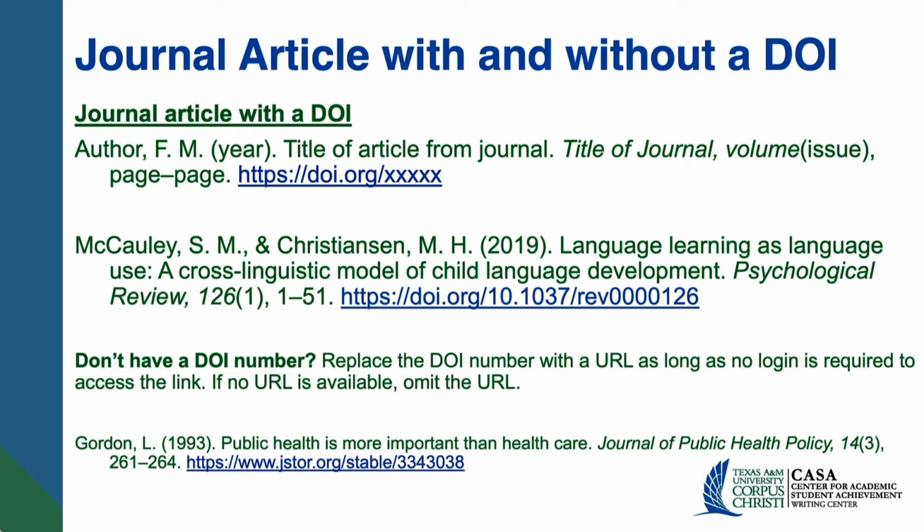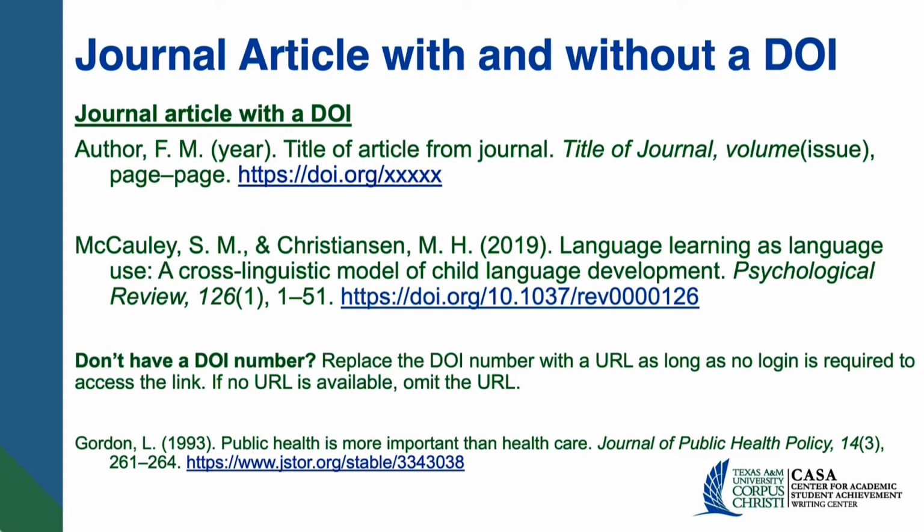You can have an article with a DOI or without a DOI. A DOI is simply a number or a hyperlink that is a permanent location for this source. If your journal article doesn't have one, then you don't include it. So let's take a look at the setup of this particular citation.